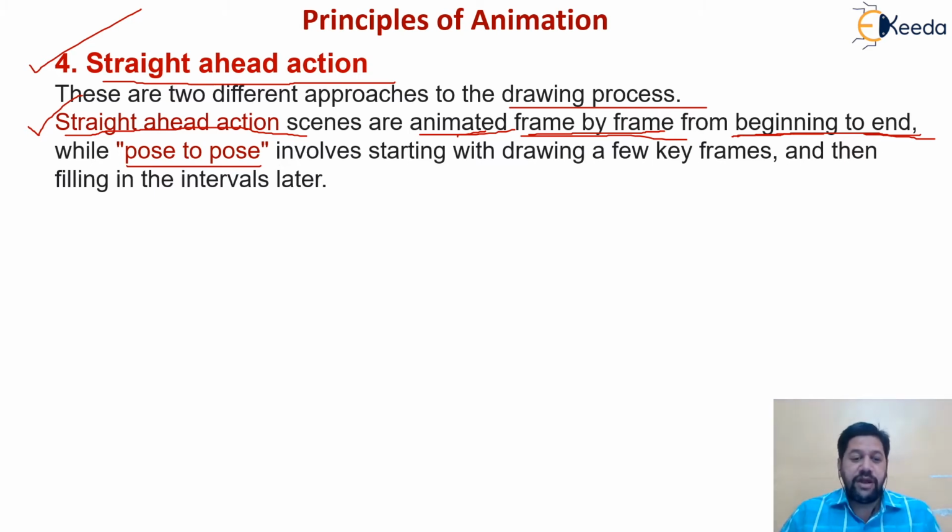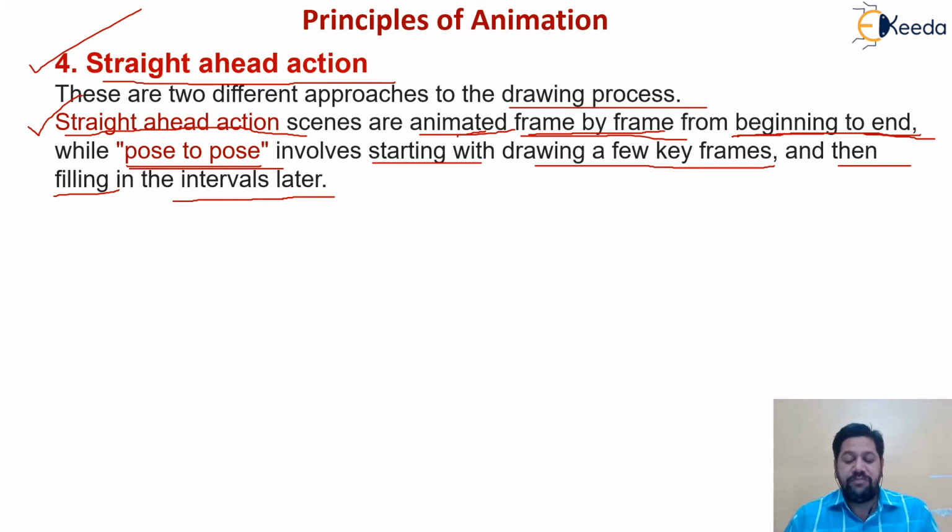Whereas there is another method called pose to pose, which involves starting with drawing a few keyframes and then filling in the intervals later. It means in some cases, generally, I will show initially that the person is running. At the beginning I have some keyframes. In between, I will fill it with interval frames, other frames just to show that movement. And at the end, again I will have a keyframe. So in that case, it will be pose to pose. I show the static action that it has started running, and in between I fill with some different frames. Not each and every frame, there may be a gap, and at the end again I show that it is there.